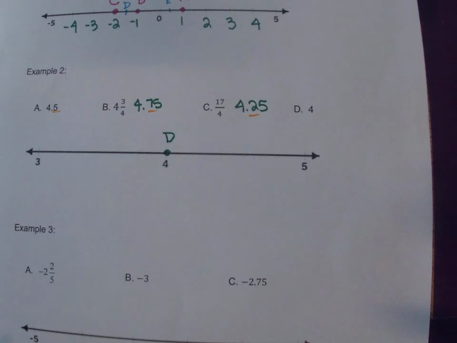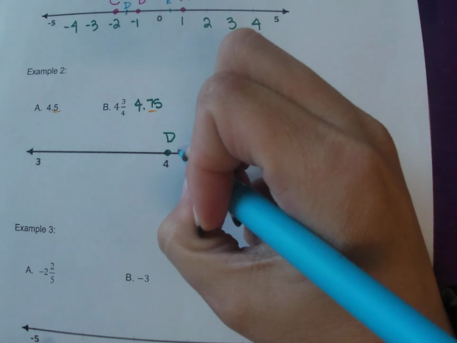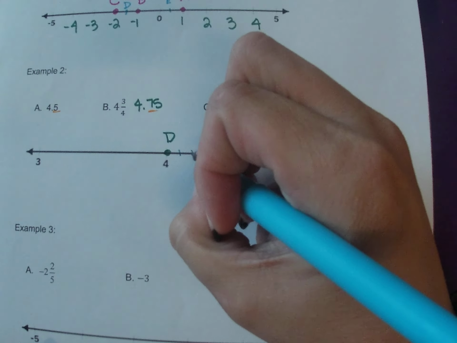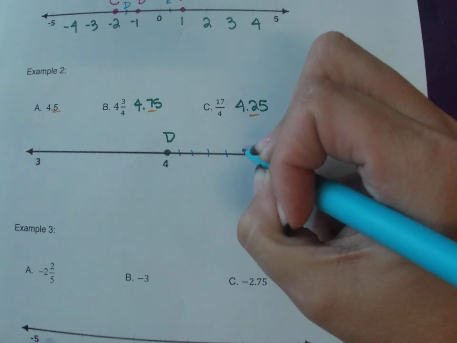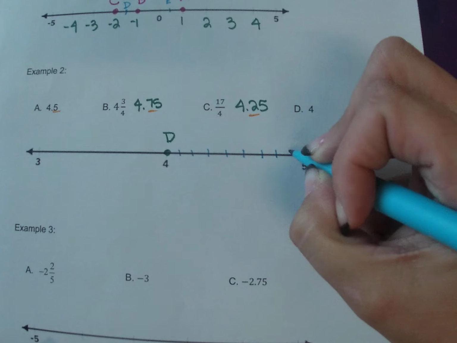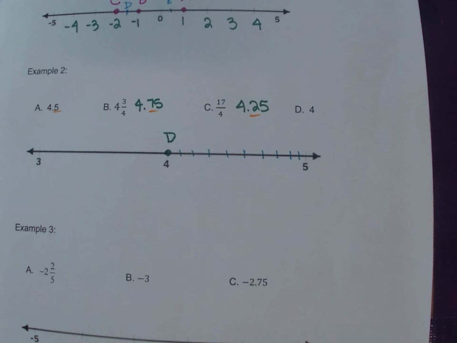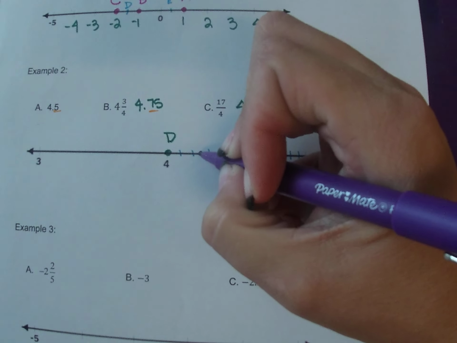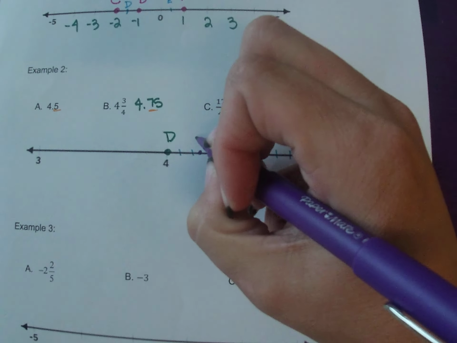Now what technically is happening is there are 10 jumps between 4 and 5. 4.1, 4.2, 4.3, 4.4, 4.5, 4.6, 4.7, 4.8, 4.9, and then 5. Obviously my hashes are not perfectly evenly spaced, we're approximating. So if I want to find 4.25, I'm going to go to 4.2 and then a little bit further. So this would be my C.